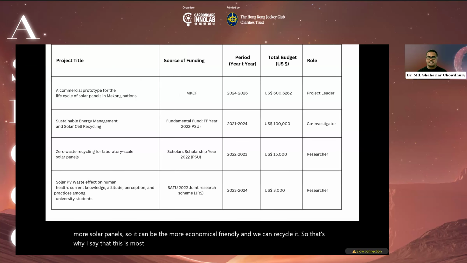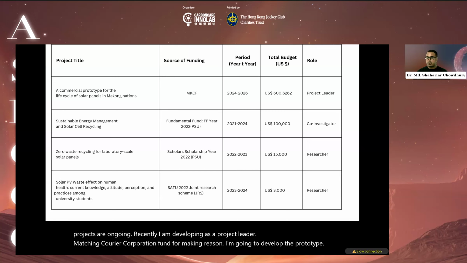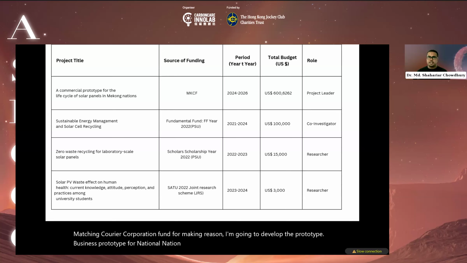And here are some projects I have done and some ongoing. Recently, I am developing, as a project leader, the Mekong-Korea Cooperation Fund project for the Mekong region. I'm going to develop a business prototype for Mekong nations. Our main objective is, first of all, to talk to the business partners and stakeholders: what kind of problem are they facing, and why are they not eager to work on this? What is the main problem? Then we will start to solve that problem.